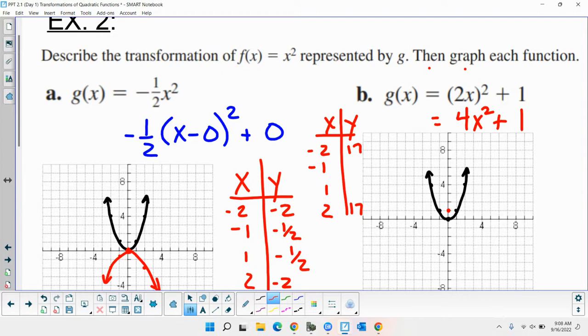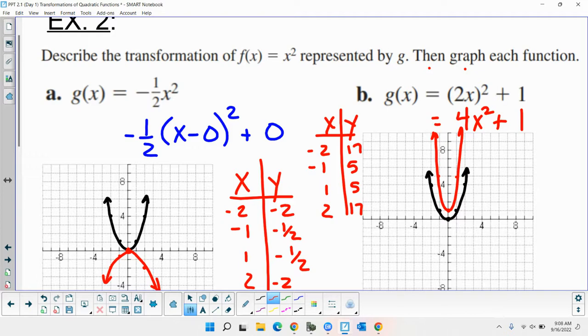Let's do the 1. What's -1 squared? 1 times 4, 4 plus 1, 5. So 1, 5, and negative 1, 5. We'll just kind of do it there. But does that look skinnier? Does it look like it got smashed horizontally, compressed?